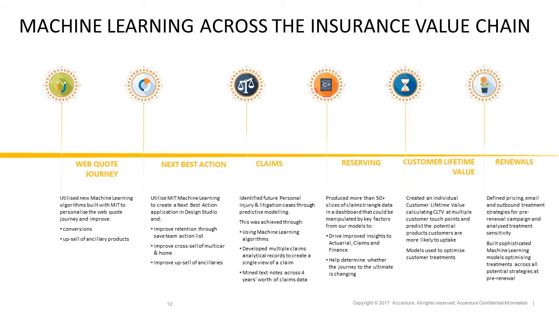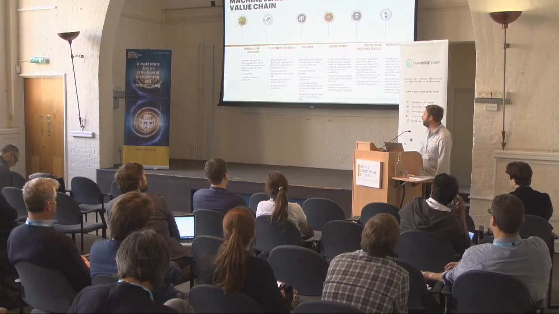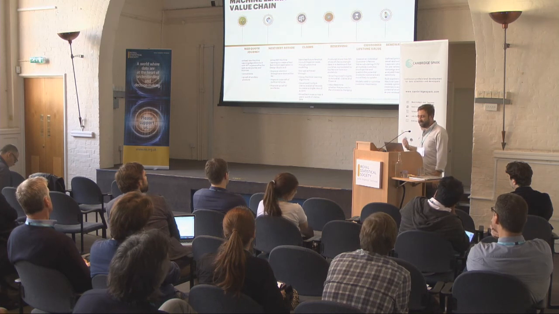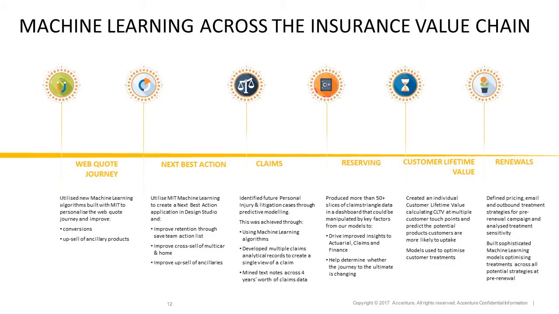So we've been applying this. I've talked about banking, my other hat is insurance. And again, we've been applying this across the entire set of things you could do in insurance as well. It's very, very similar things like the web quote journey. So when you want to buy car insurance, we can optimize that. If you call the call center, what product do they try to sell you? Through to managing your claim, reserving, all the way through to your renewals on the right.